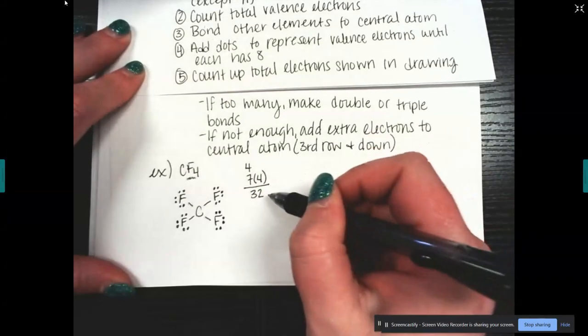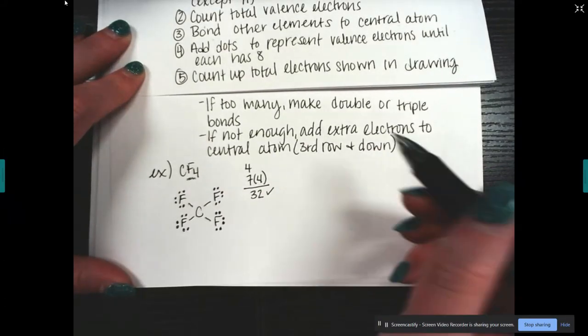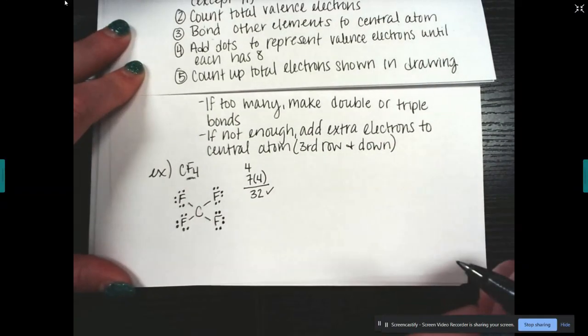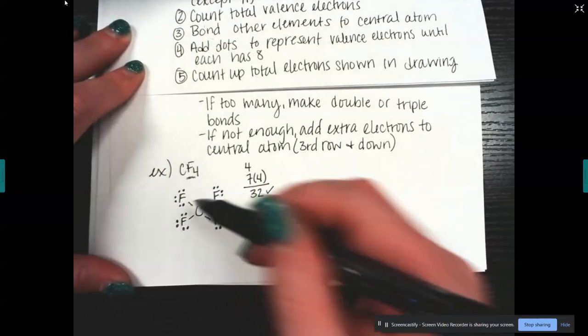Now, if I have this number, then I'm done, and I don't have to do either of these two things. Okay, so since we have 32 represented, we're done, and that is our Lewis structure.